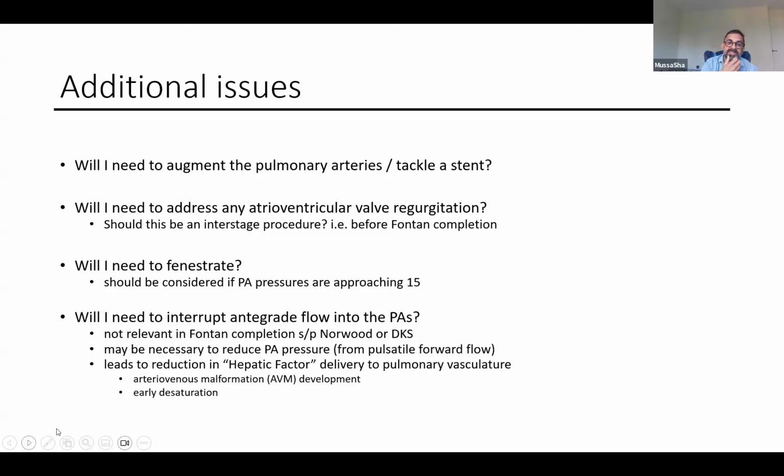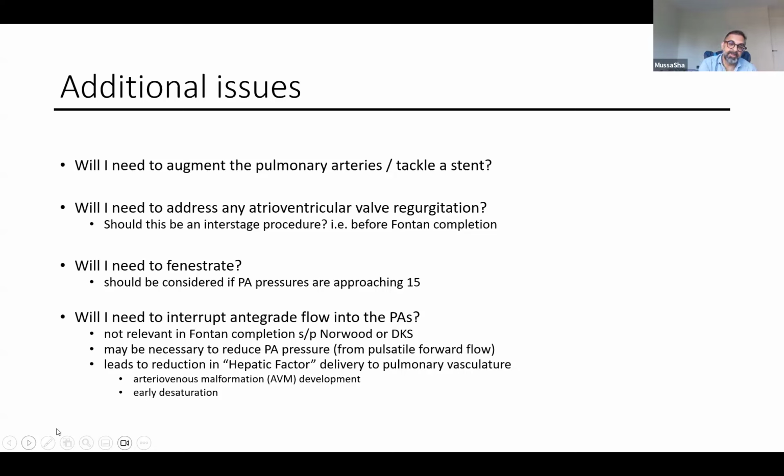But in the situation where you've got a dominant left ventricular circulation, such as in pulmonary atresia with intact septum or pulmonary stenosis, tricuspid atresia with pulmonary stenosis, for example, you might need to interrupt forward flow to reduce some pressure being exerted from forward flow of blood from the heart into the pulmonary arteries.